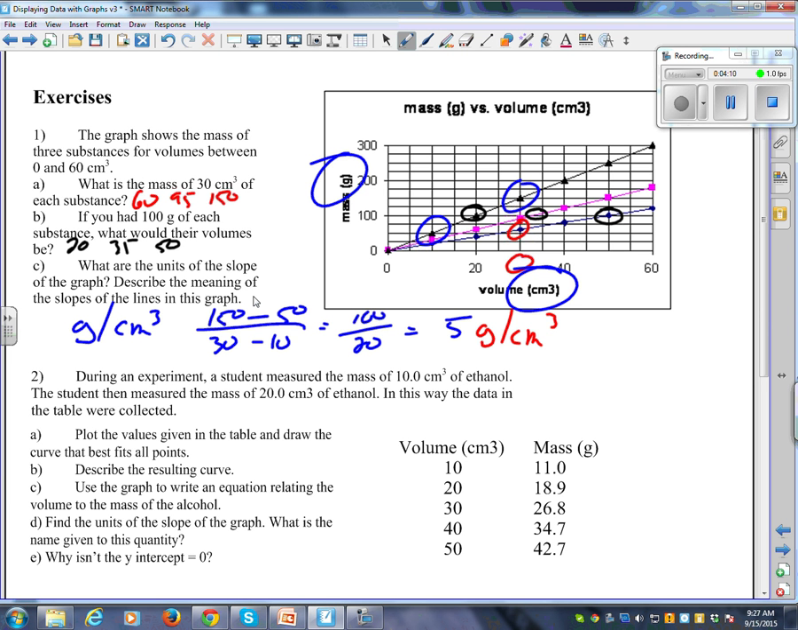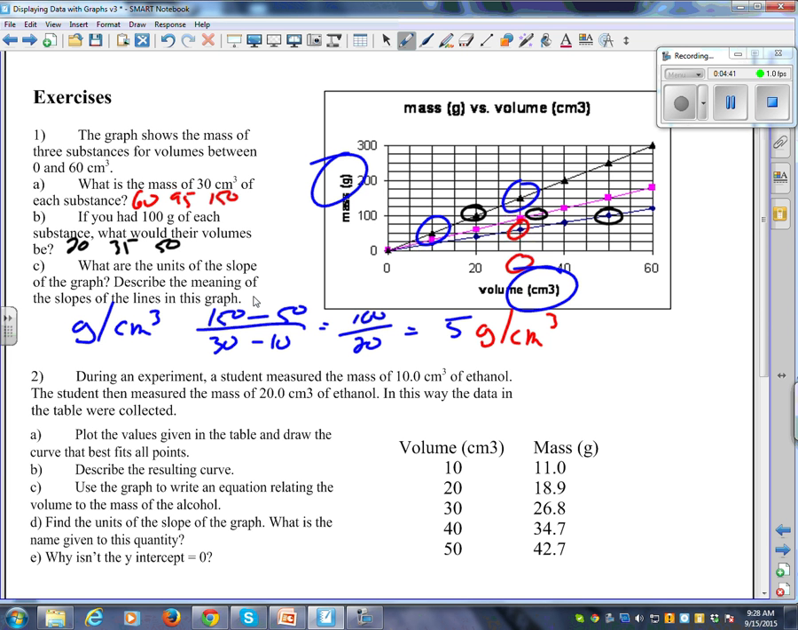E is the hardest question of the bunch. Describe the meaning of the slopes of the lines and graphs. What does the slope actually represent? What scientific quantity? And you might not know this answer. So, does anyone know, what do you measure in grams per cubic centimeter? Does anyone know? I don't, at one time it was taught in grade 9 or 10, but I don't think it is anymore. So I don't know when you guys talk about this. Worry about it. Does anyone know?